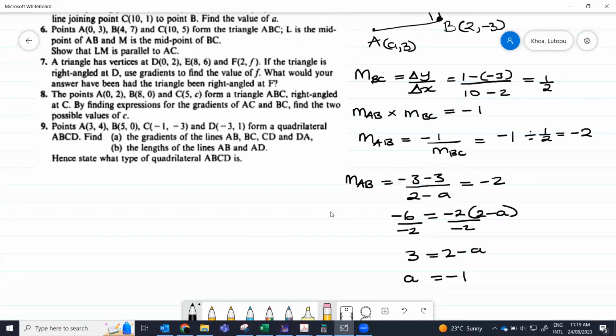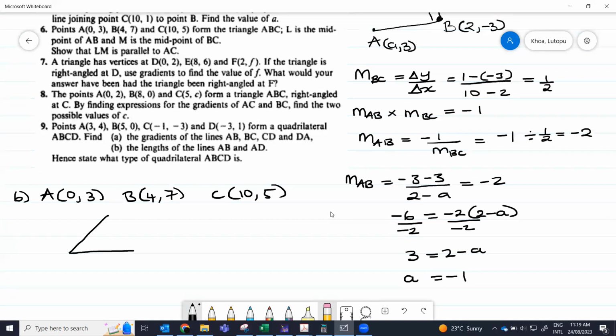Okay, next question, number 6. We are given the points A, which is 0, 3, B, which is 4, 7, and C, which is 10, 5. We are told that they form a triangle. There is our triangle. That's A, B, and C. And L is the midpoint of AB. So AB, the midpoint is L.